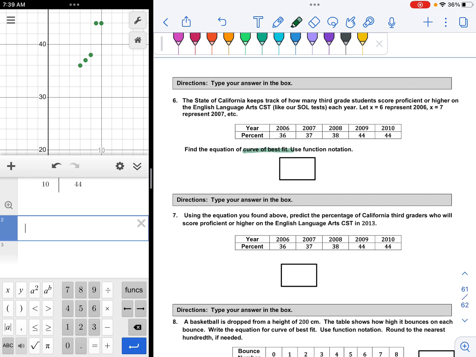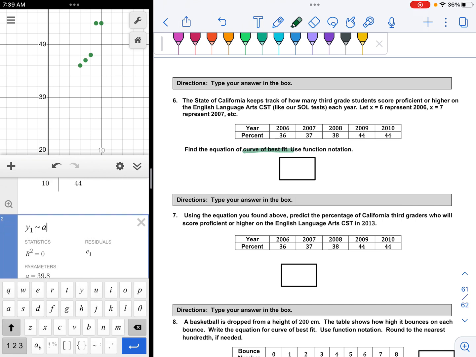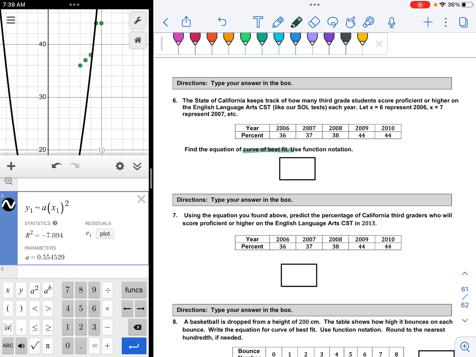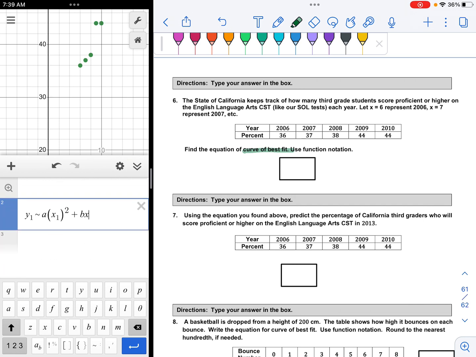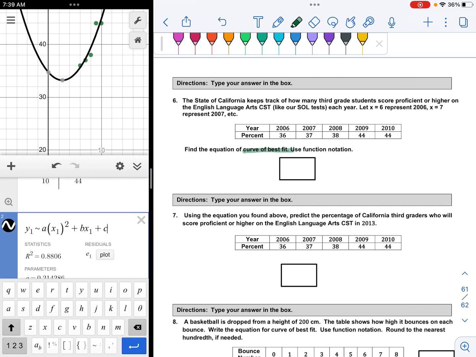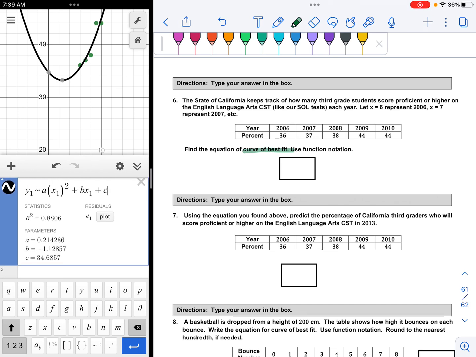So our curve of best fit is y1 tilde a(x1 squared) plus bx1 plus c. Don't forget, my friends, you have to have those parentheses around the x1, otherwise it's going to mess up your answer. All right, so now we've got our equation. There are our 3 letters. I'm not going to write it in the box because that box is very small. So it's going to look like this.